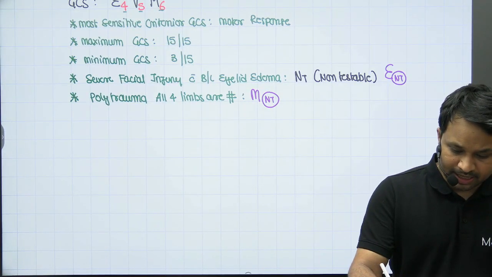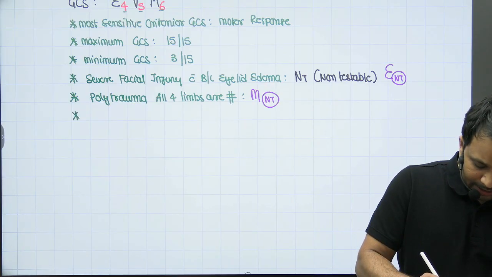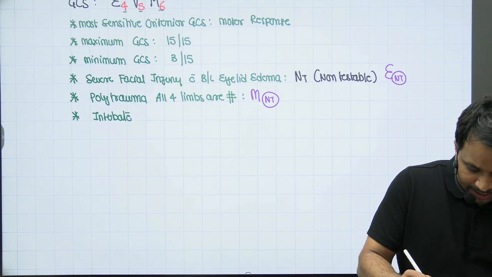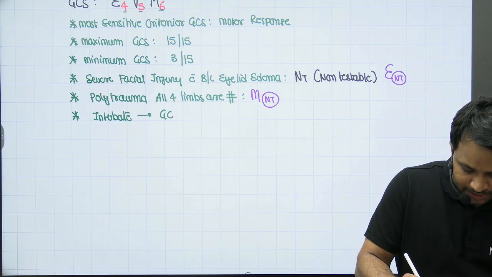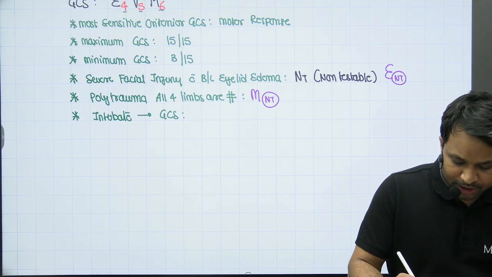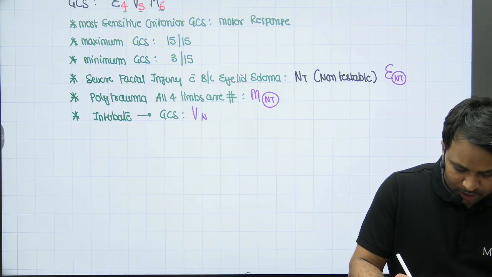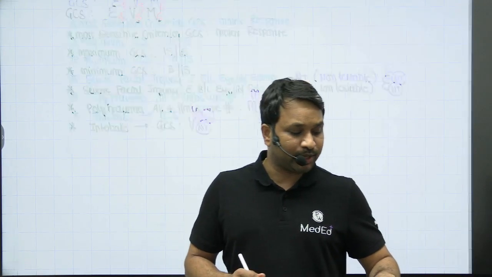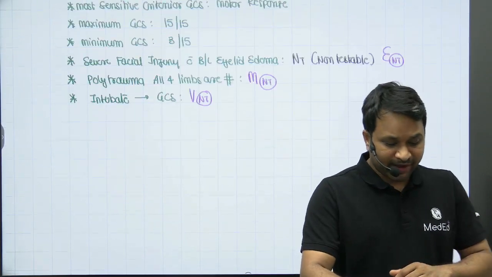On the other hand, let's say a patient is intubated. If they ask you what is the GCS of an intubated patient, here the verbal response will also be non-testable. You can say NT. So these are the sites where you will see it is NT.